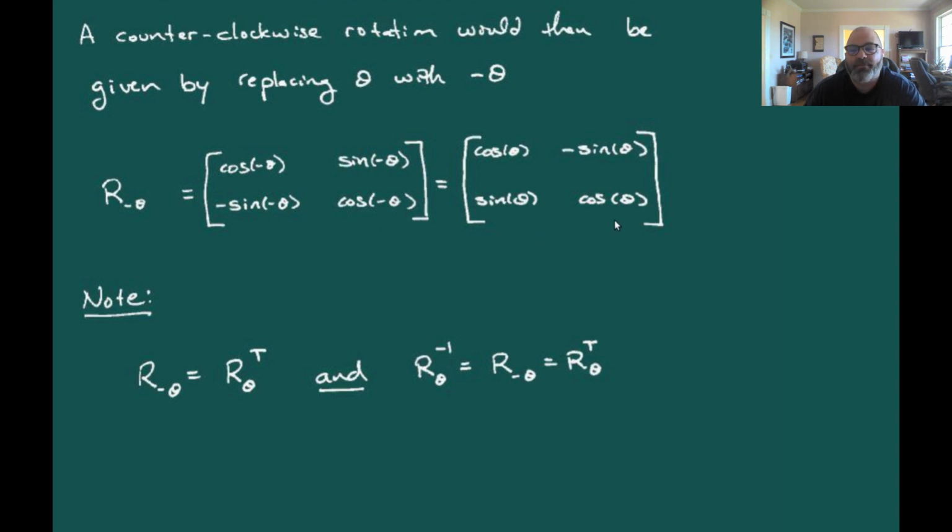If we do that and use our odd and even properties, then we get a matrix representation that looks like this. Okay, now something to note, at least in this case, is that R of negative theta is going to be the transpose of R of theta. And likewise, R inverse of theta is going to be R sub negative theta, a rotation with an angle of the negative value, and that's also going to be the transpose of R of theta. These kinds of properties where the inverse ends up being the transpose, we'll see coming up a little bit later, so that's something to make note of here.